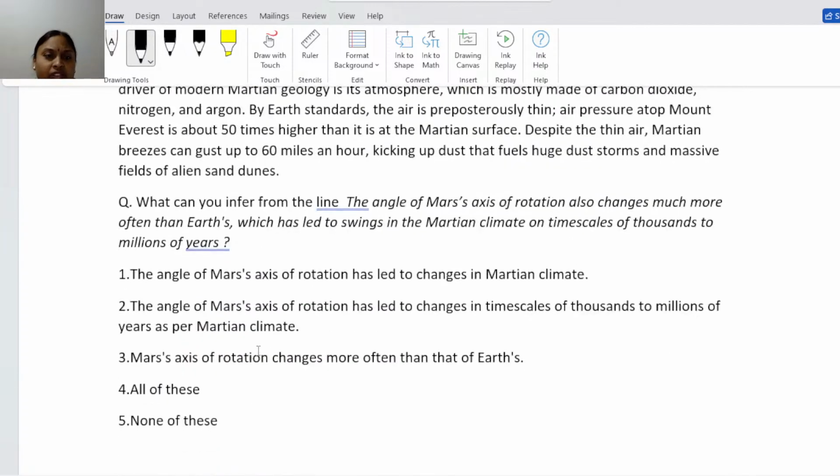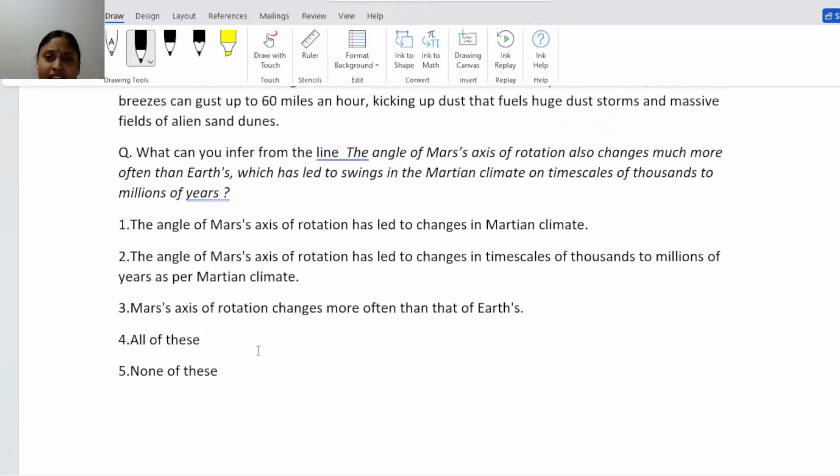Question: what is given? What can you infer from the line? The angle of Mars' axis of rotation also changes much more often than Earth's, which has led to swings in the Martian climate on time scales of thousands to millions of years. So regarding this, we are supposed to see what the answer will be. Here, the angle of Mars' axis of rotation has led to changes in the Martian climate. That is the correct option.